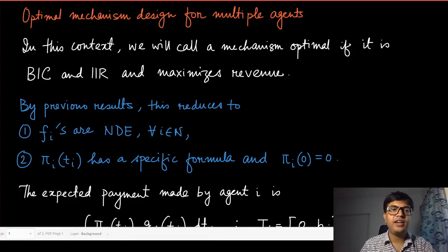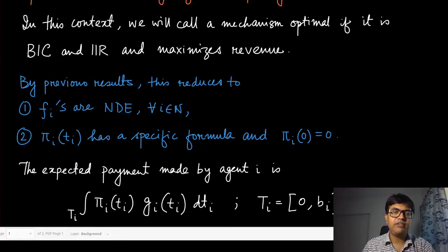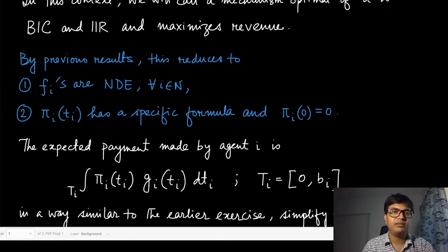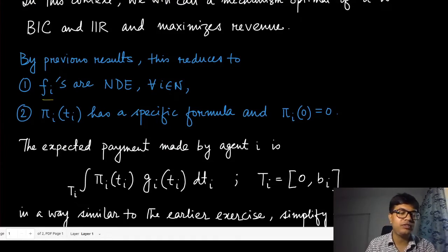Now we can extend the idea of that optimal mechanism design to multiple agents. In the previous module, we did it for only one agent. So if it is BIC and IIR and also maximizes the revenue, then we are going to call that an optimal mechanism in this context. The previous results that we have seen so far, this BIC actually reduces to the fact that all these FIs, the probability of getting allocated this object, are non-decreasing in expectation.